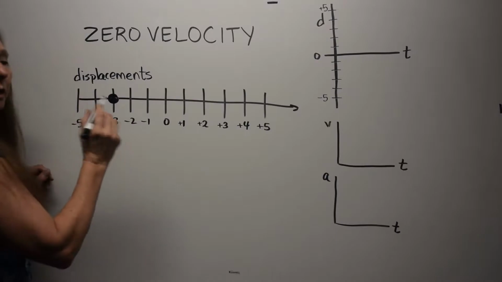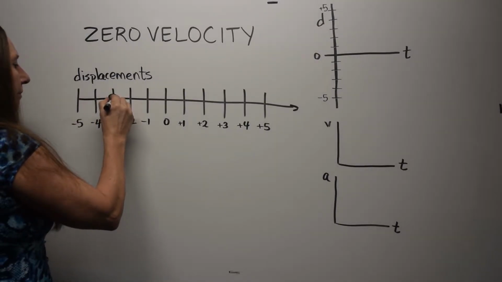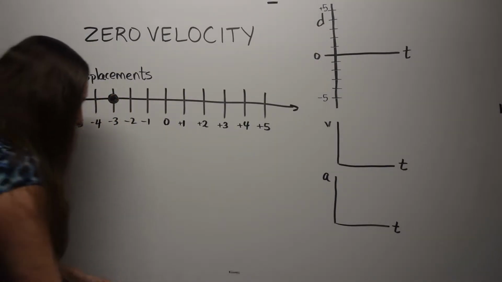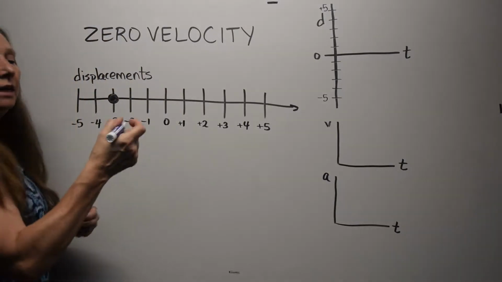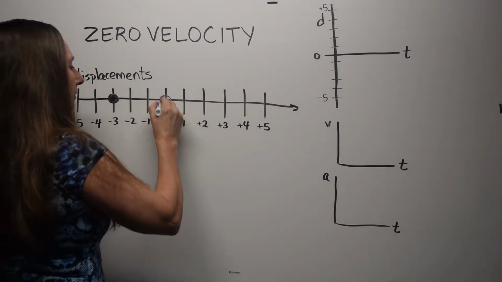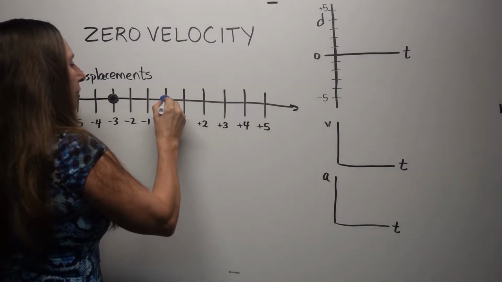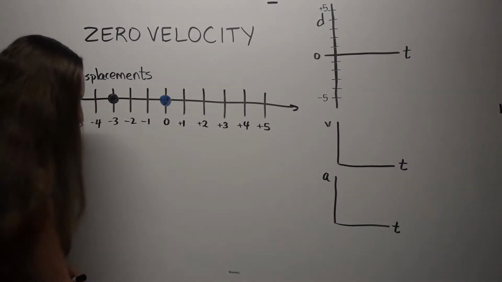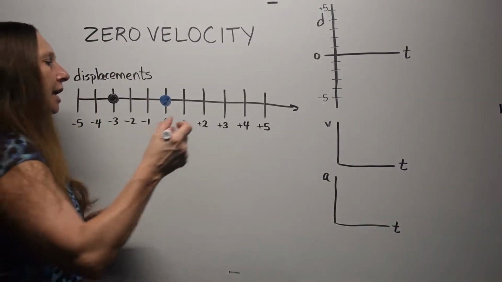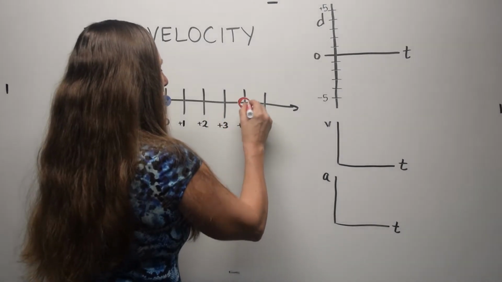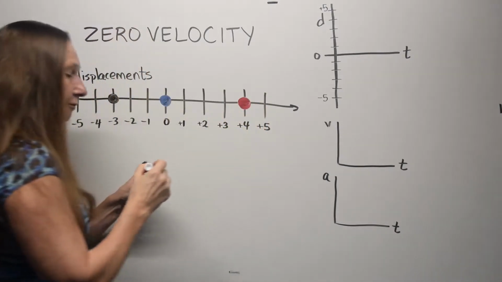So we've got a person standing at -3. We've got another person standing at 0. And then we've got another person who's standing at 4. And none of these people are going to move. This person is standing at 4.